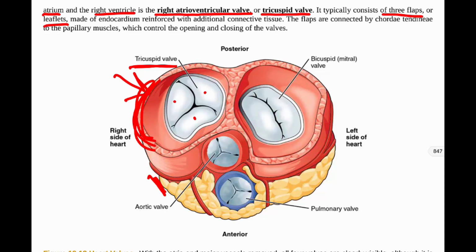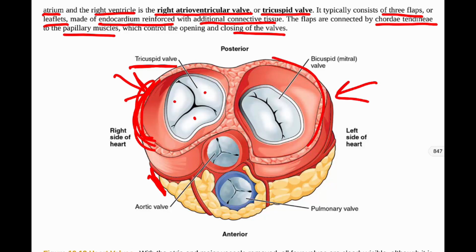Then we'll be talking about the left side. So this is the left side. Up here, which is cut off, would be the left atrium. And then we have our bicuspid or mitral valve. Bi meaning two, so there are two flaps there. Again, they're attached by the chordae tendineae inside the left ventricle, which control the opening and closing with those papillary muscles. But in this case, we have the two papillary muscles versus the three because it's a bicuspid valve. There are two flaps of tissue.